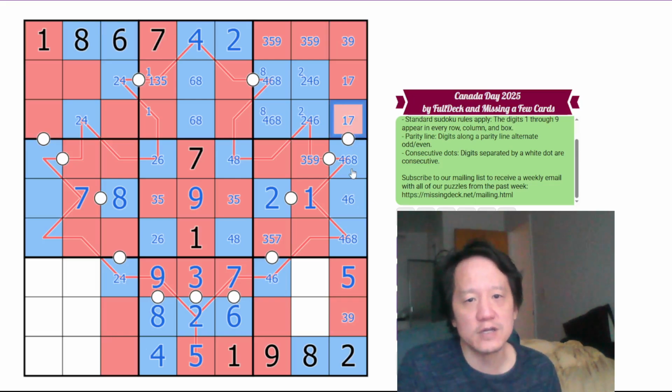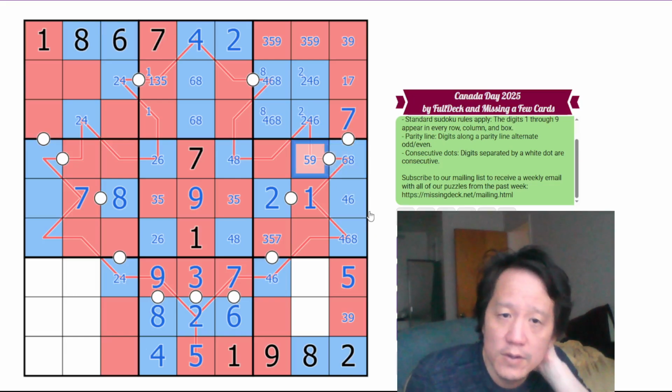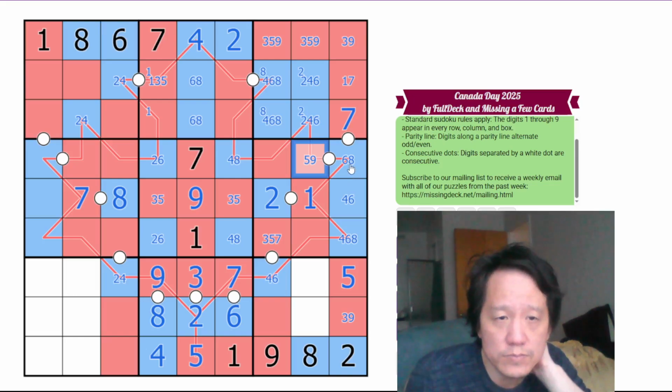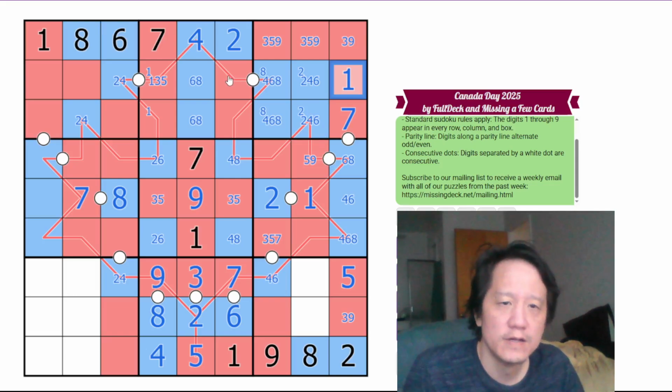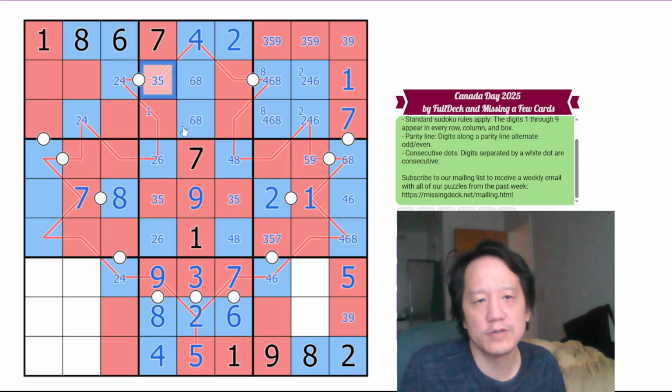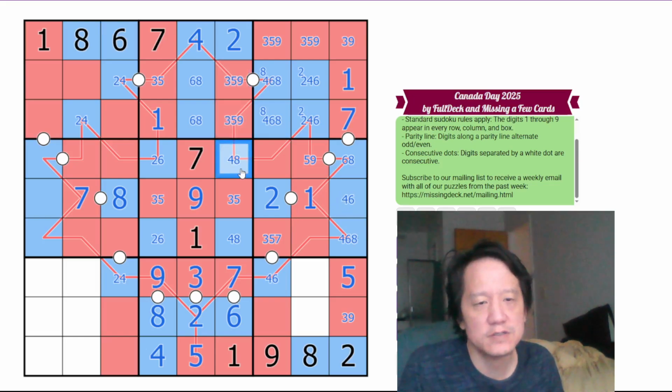1 can only be consecutive with 2, so this can't be 1. This is 7, which must be consecutive with 6 or 8. Well, 6 or 8 is only consecutive here with 5 or 9. It can't be with 3. This 7 eliminates 7 here, so this is 1. This cannot be 1 here, therefore 1 has to be here. This leaves this as 3, 5, and 9 as possibilities.